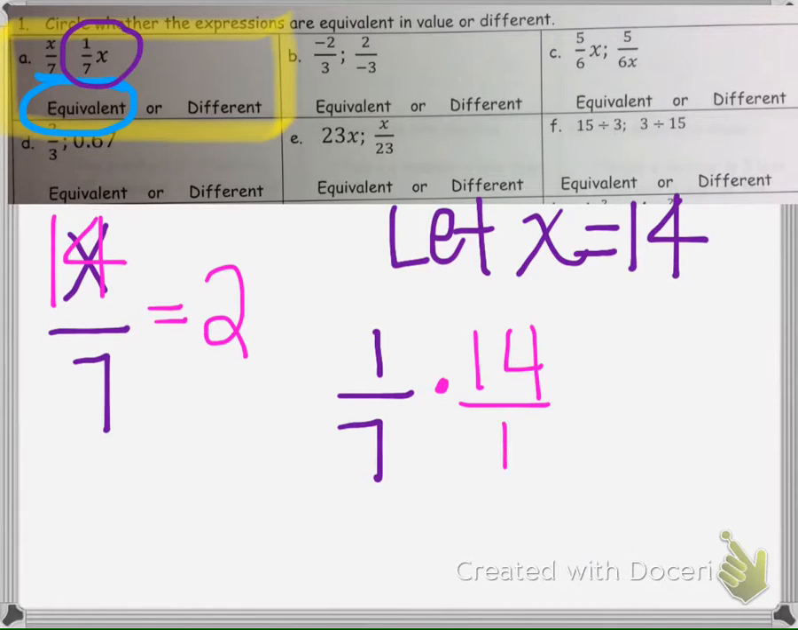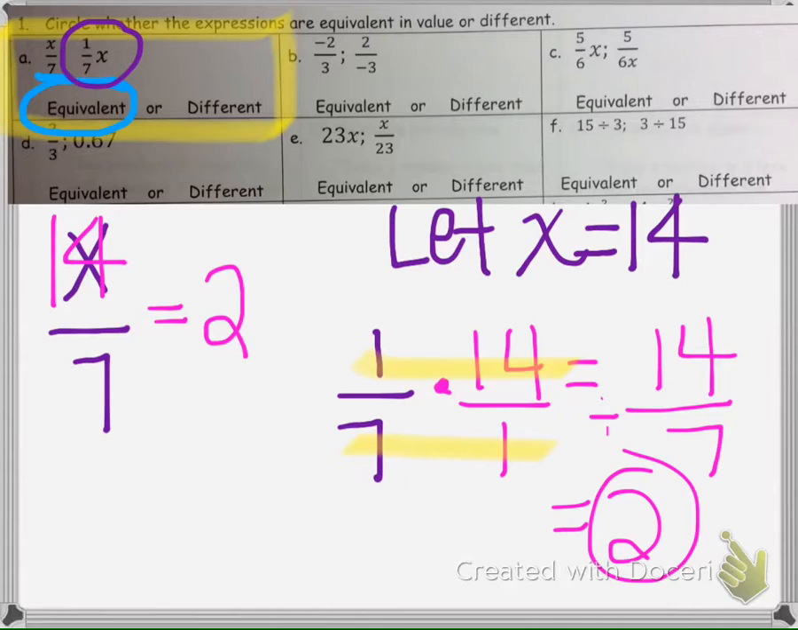we know when we multiply fractions, we can multiply straight across. So 1 times 14 is 14, and 7 times 1 is 7, and 14 divided by 7 is 2. So when we plug in a random number, no matter what random number, and you can try other ones, no matter the random number, the expressions are always going to have the same value.